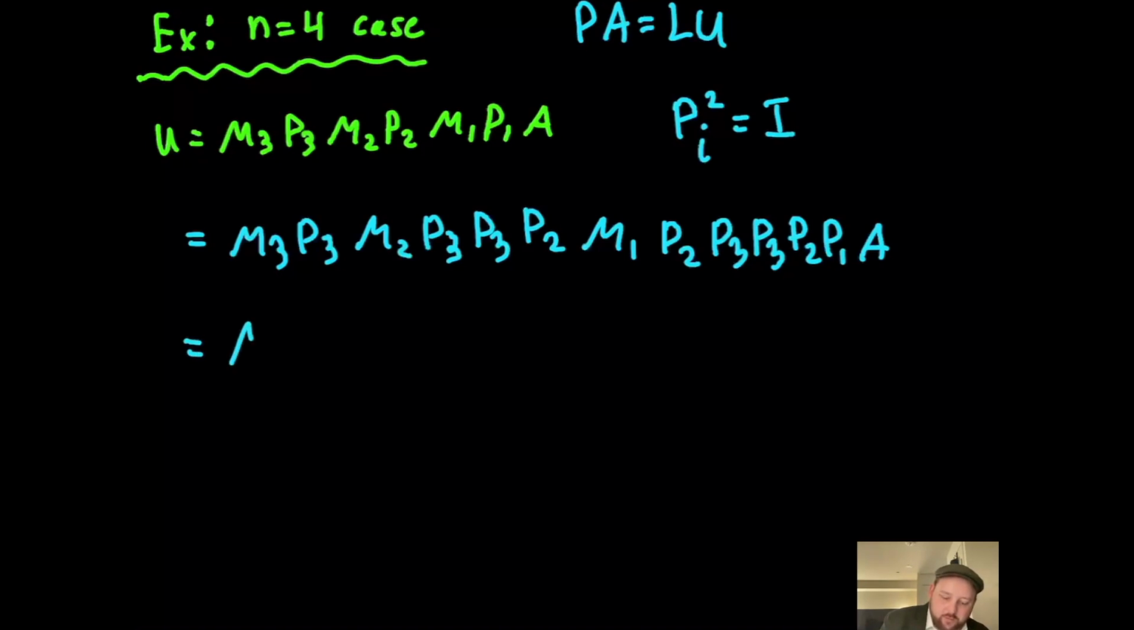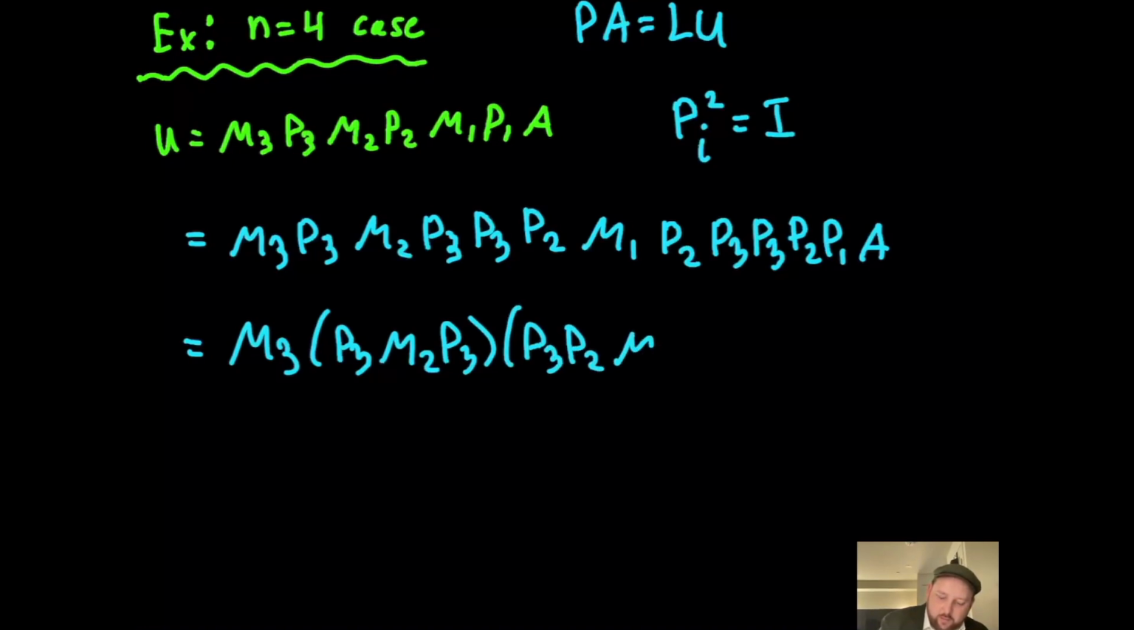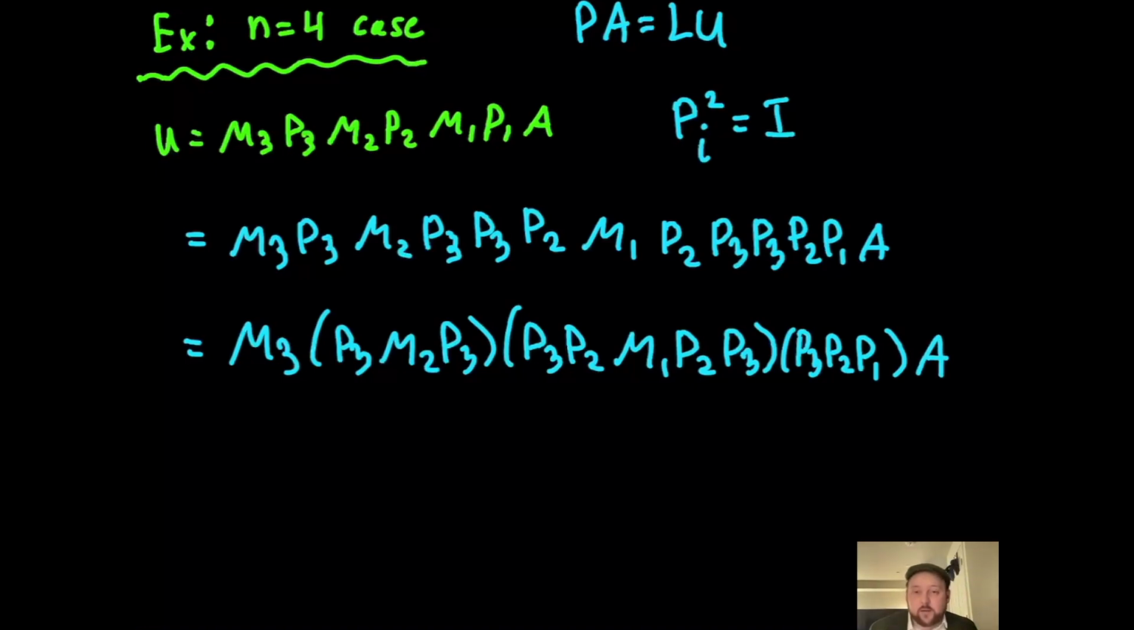So I'm going to choose to put some parentheses here. So P3, M2, P3, P3, P2, M1, P2, P3, P3, P2, P1, A. So that's all I did, is I inserted some parentheses.